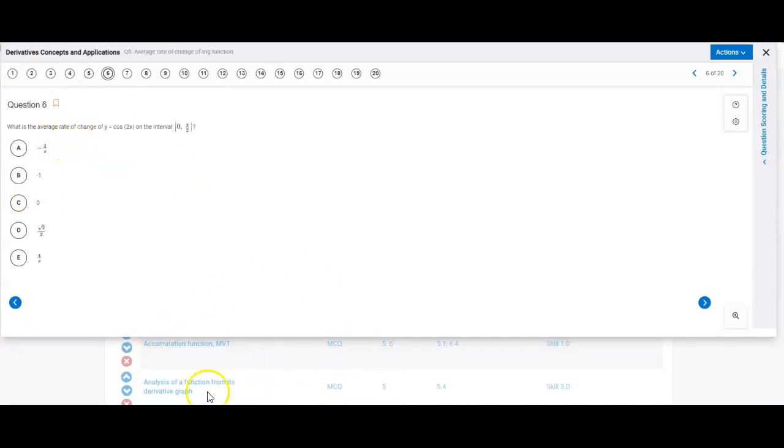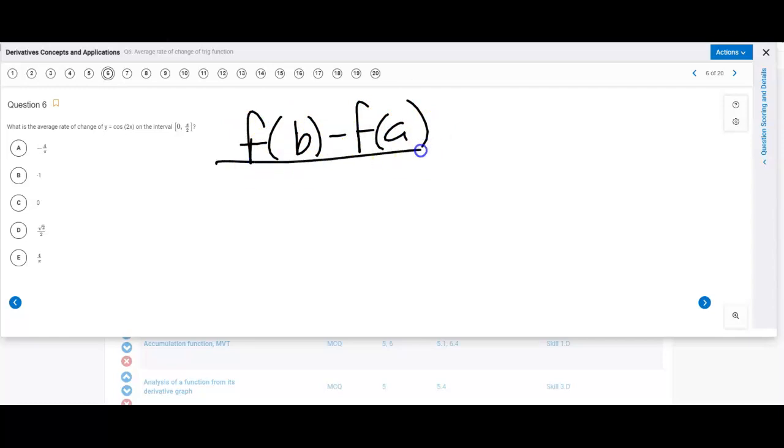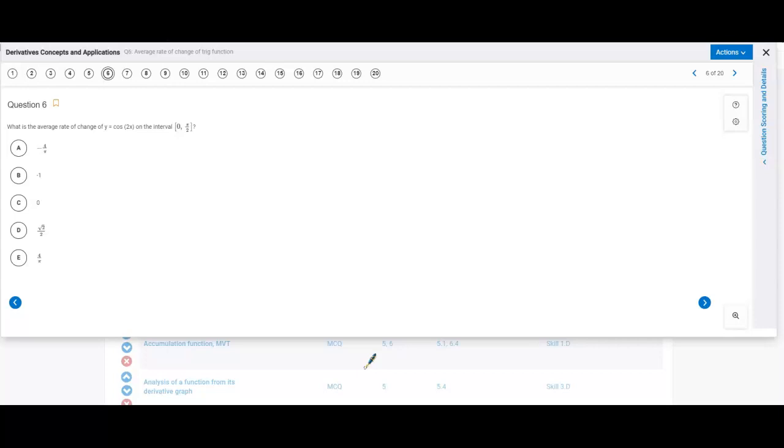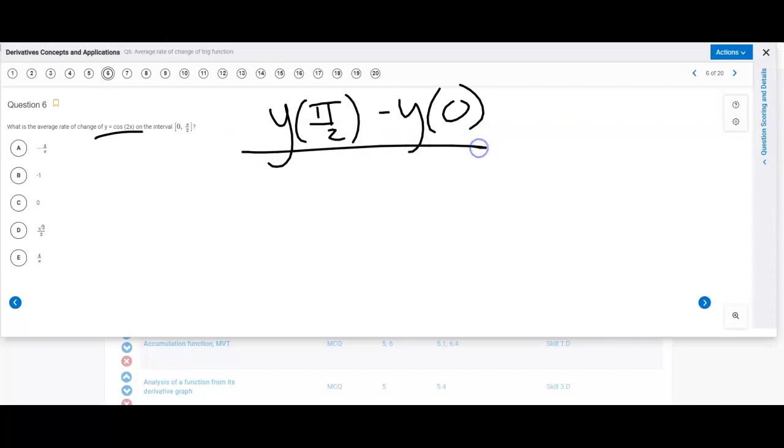This question is a little bit more standard, a little more up our alley. The question is asking for the average rate of change. The average rate of change can be found by doing f of b minus f of a over b minus a, where these numbers are a and b. Okay, so if we just go ahead and plug those numbers into this formula, actually I shouldn't say f, we're using y, right? So I'll use y. y of pi over 2 minus y of 0 over pi over 2 minus 0.